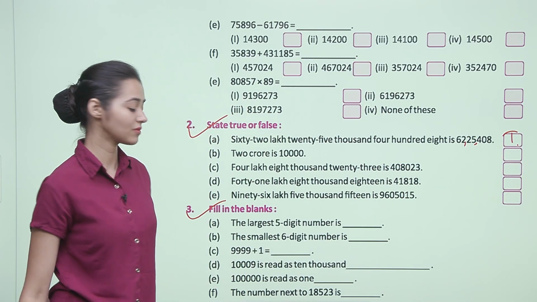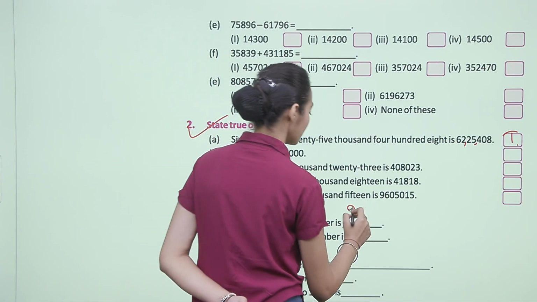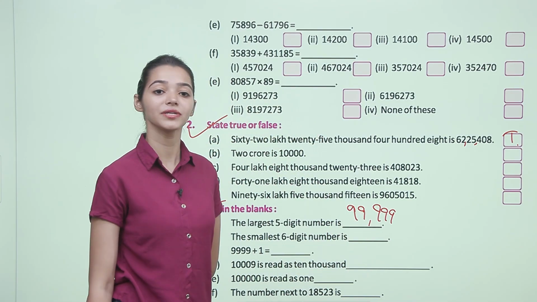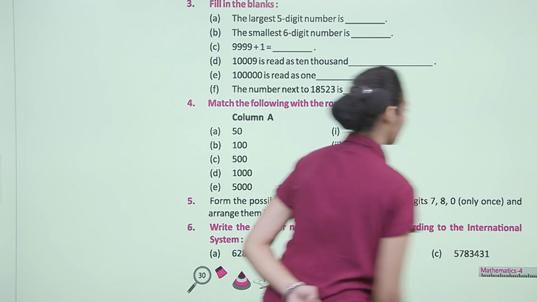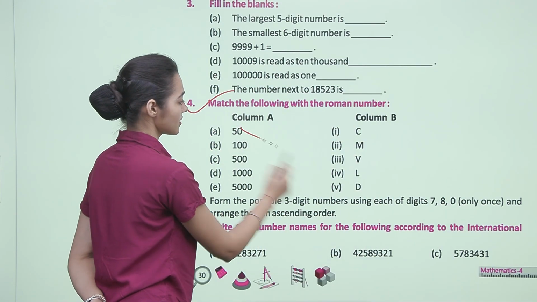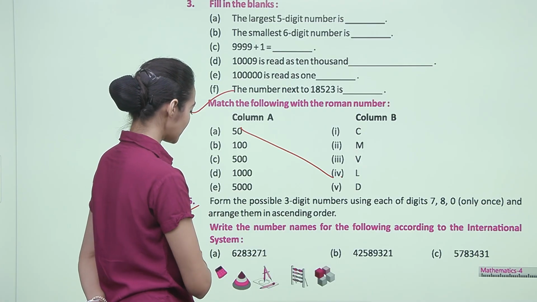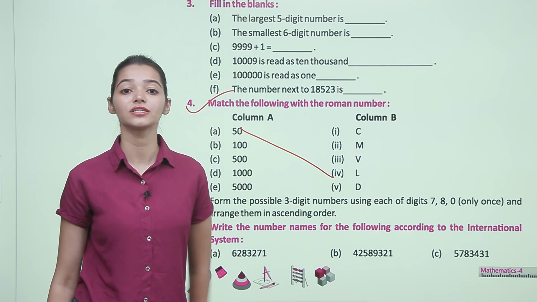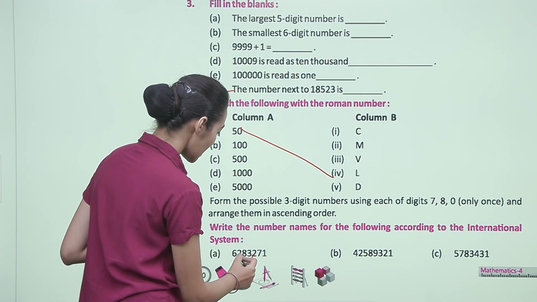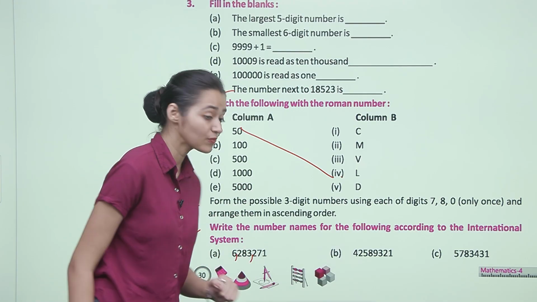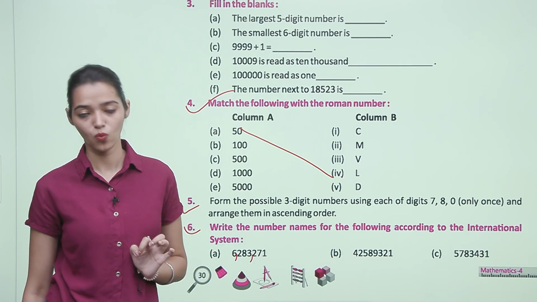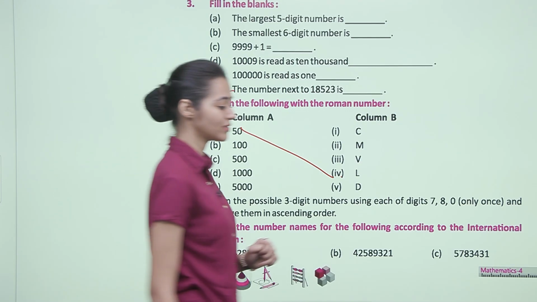In the next one we have to fill in the blanks. The largest 5-digit number is 99,999. That's how you have to complete the remaining part. In the next one we have to match the following with the Roman numerals. 50 is L. That's how we can do the 5th part, and in the 6th part we have to write the number names for the following according to the international system. Now according to the international system it can be written as 6,283,271. That's how you can complete the remaining part.